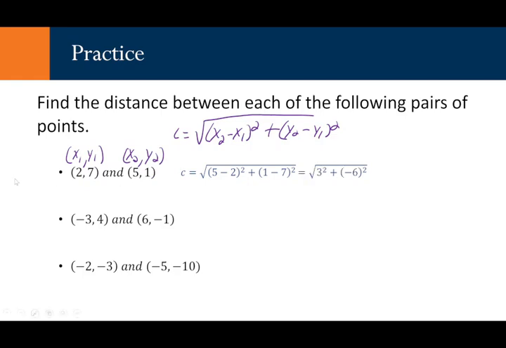Subtract 5 minus 2 is 3, 1 minus 7 is negative 6. So note the parentheses here. Whatever this whole thing is, we're going to square the whole thing. So it's okay, we got a negative number. That's okay.